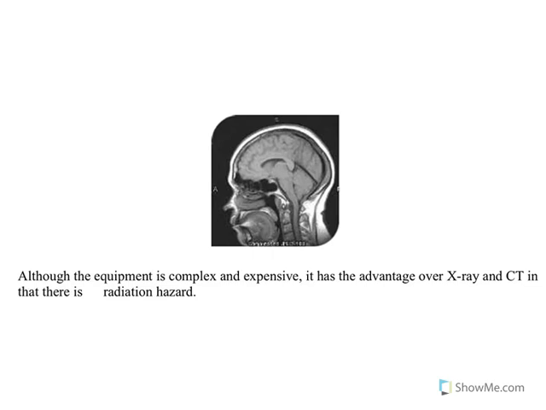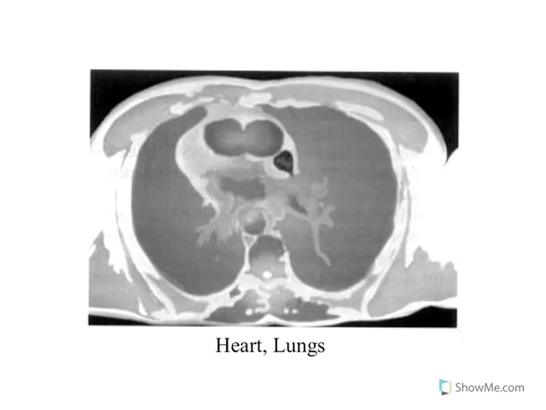So, it's very complex and it's expensive, but the big advantage over X-rays and CT is that there's no radiation hazard. So let's have a look at another image. Here's an MRI cross-section of the heart and lungs, and you can see the lungs here, quite obvious, and you can see some other structures in the body, the heart in that area there.